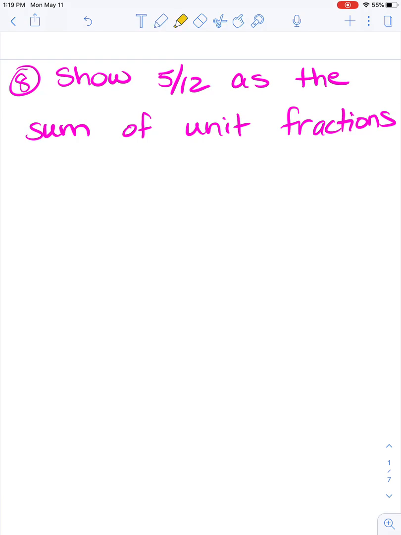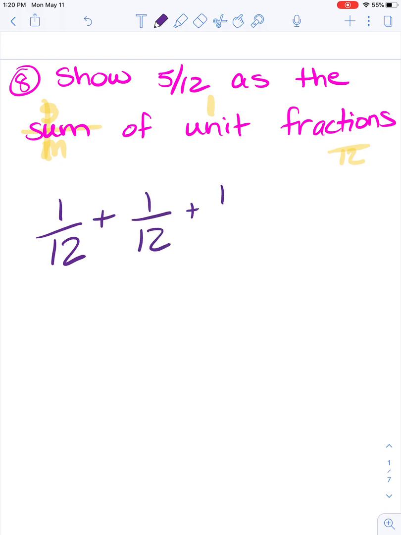Here we're going to show 5/12 as the sum of unit fractions. Remember our key words. Sum means to add, unit means 1, fraction means we're going to have our same denominator there. So we are going to take unit fractions. 1/12 is a unit fraction of 5/12.